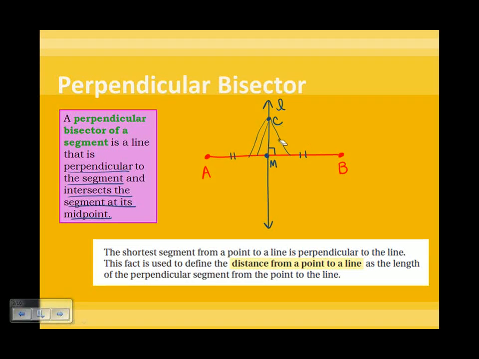line. So every single one of these that I'm currently erasing will be longer. The shortest segment is this one right here, the perpendicular. And that's why we call that the distance from a point to a line. It's the length of the perpendicular segment from that point to the line. So this is the perpendicular, and this is also the distance from point C to segment AB.